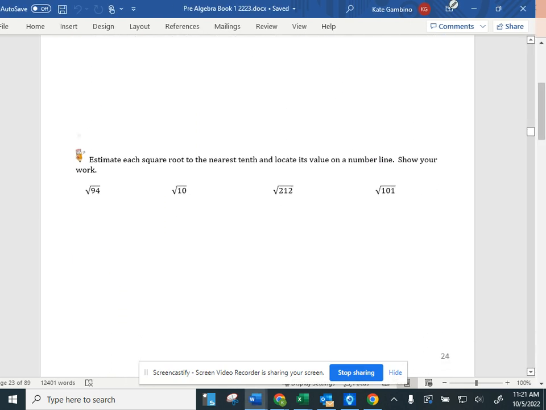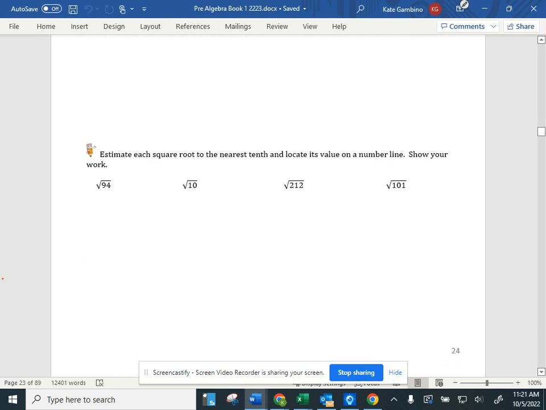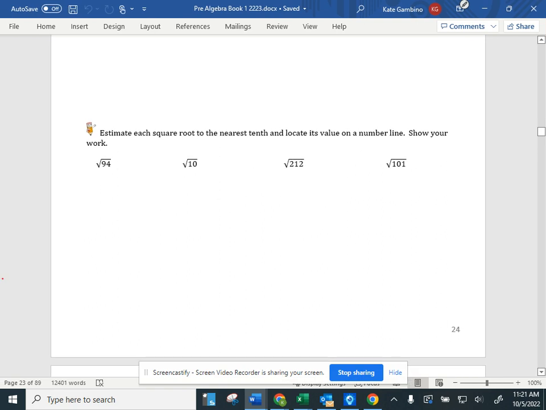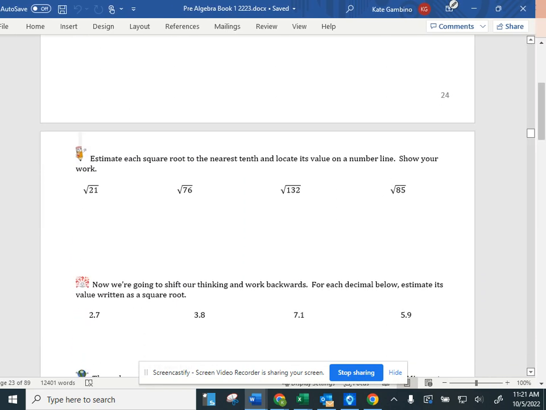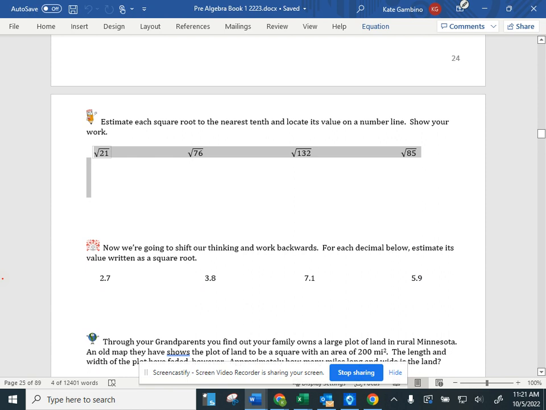Estimate each square root to the nearest tenth and locate its value on a number line. Show your work. So everything that we were just doing. So you're doing the same thing down here. Next page. Estimate what? Are we good? Okay. Estimate each square root to the nearest tenth and locate its number on a number line.